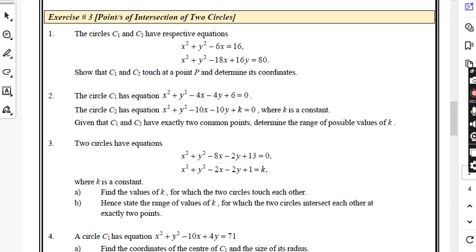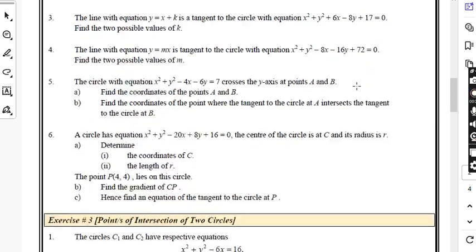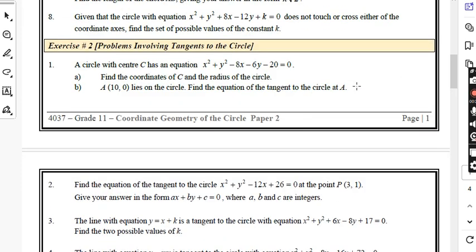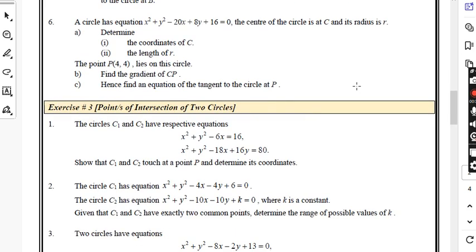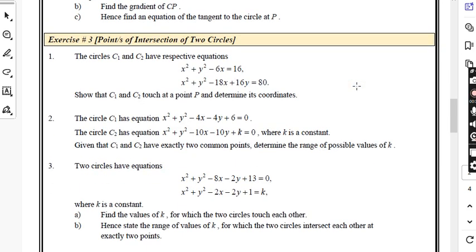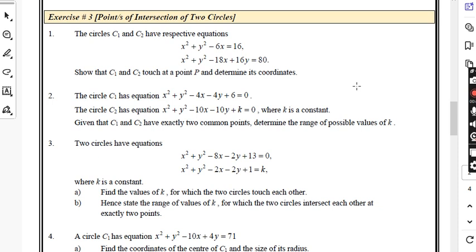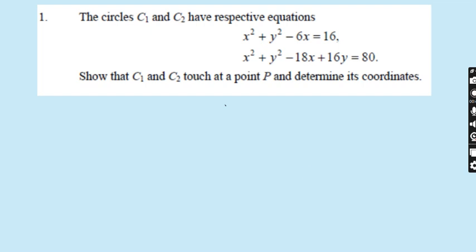Students, in last lecture we finished exercise 2. The topic was problems involving tangents to the circles. There are 6 questions. We did all questions. Today we are going to start exercise 3. The topic you can see on your screen, points of intersection of two circles. So let's start question number 1.